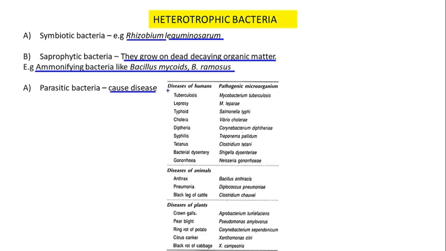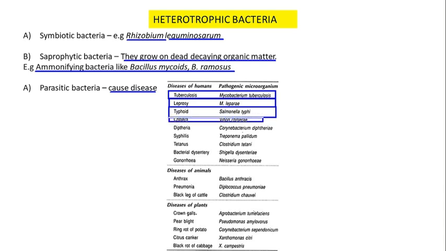The first is tuberculosis. Tuberculosis is caused by Mycobacterium tuberculosis. It's TB, and it affects the lungs. Leprosy is caused by Mycobacterium leprae. In this the skin becomes deformed and a person may have some disfiguration in the body parts. Then we have typhoid. Typhoid is caused by Salmonella typhi. Then we have cholera. Cholera is caused by Vibrio cholerae.